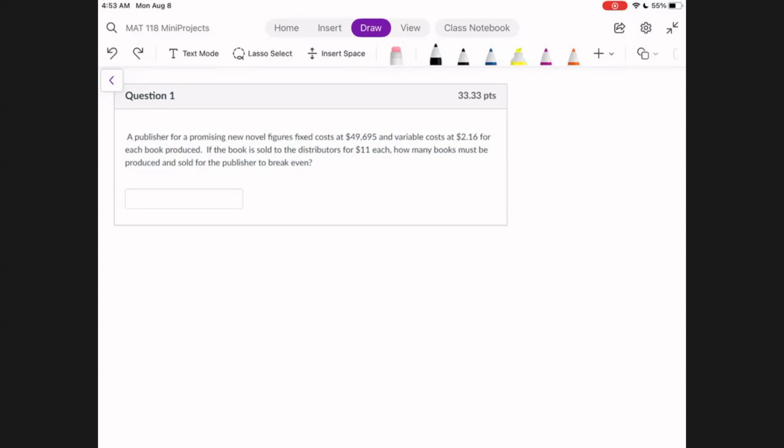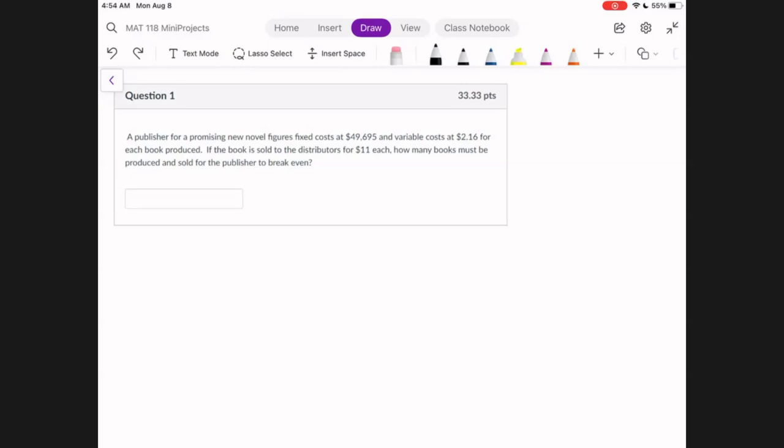So a publisher for a promising new novel figures fixed costs at $49,695 and has variable cost of $2.16 for each book produced. If we sell the book to the distributors for $11 each, how many books must be produced and sold for the publisher to break even?